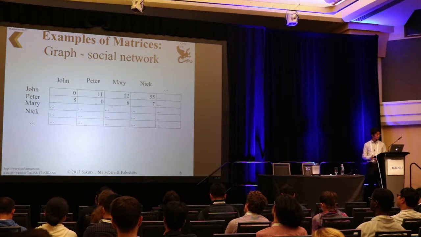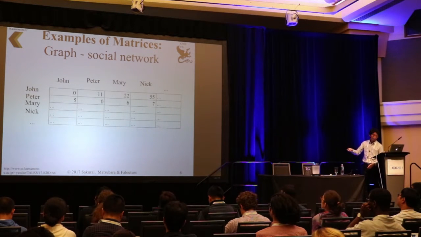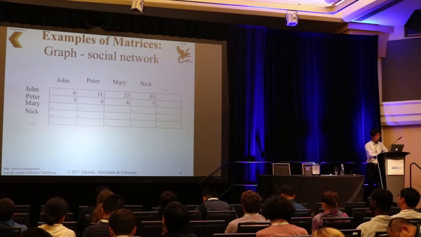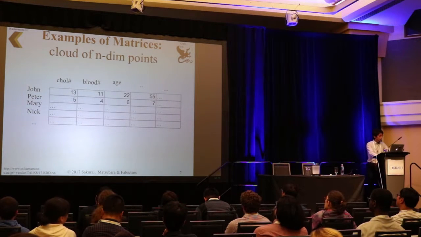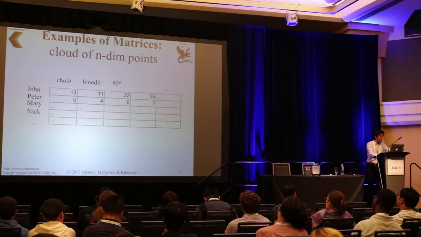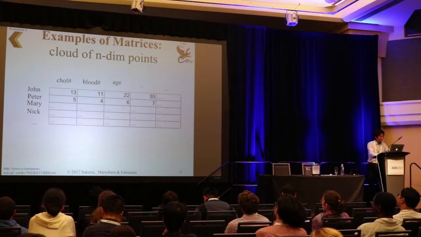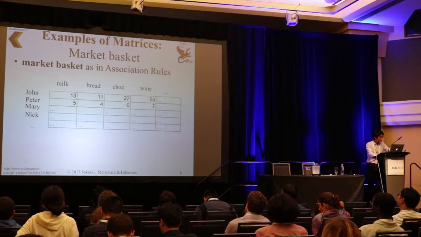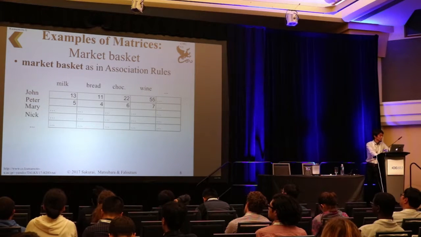Example matrices include graphs like social networks. John connects to Peter, Mary, and Nick, so it is a graph structure, and we can describe it with a matrix. Another example is a crowd of n-dimensional points, for example patients with cholesterol, blood number, age, and so on. Another example is a market basket for association rules: John has bought milk 13 times, bread 11 times, chocolate 22 times, and wine 55.